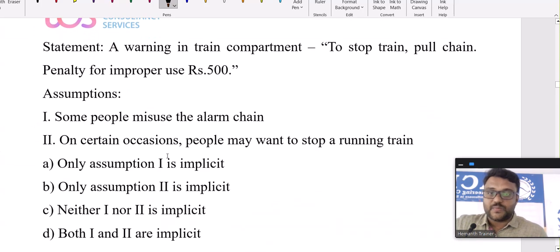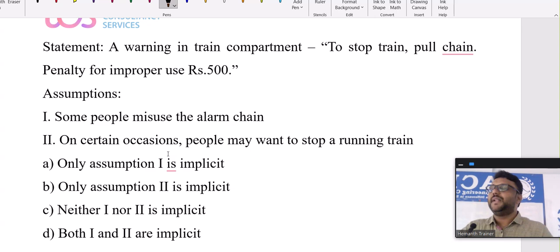Next, as we already mentioned, statements and assumptions. While giving that statement, what that person is thinking. What is the statement? A warning in train compartment: to stop train, pull chain. We can see this type of things, right? So penalty for improper use is rupees 500.